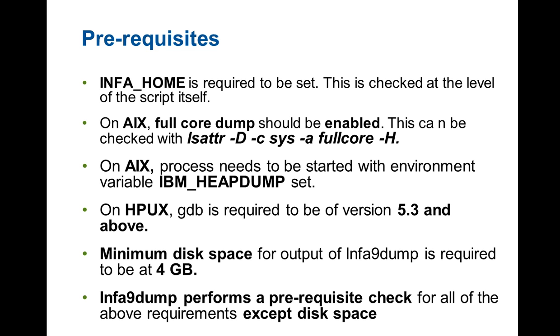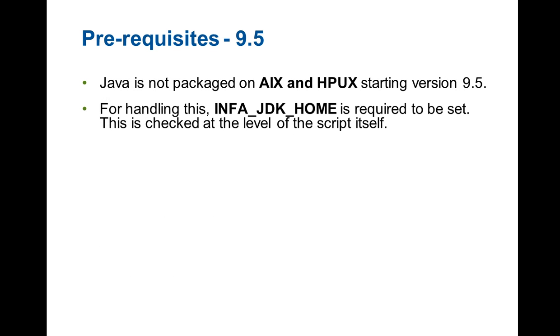Infadump performs a prerequisite check within the script itself for all the requirements except disk space. That is, INFA_HOME is checked, on AIX full core dump and IBM heap dump are checked, and on HPUX the GDB version is checked. Now, proceeding to the prerequisite for 9.5. Starting with version 9.5 of Informatica, Java is not packaged on the AIX and HPUX operating systems. So, for handling this, INFA_JDK_HOME is required to be set for AIX and HPUX. Again, this is checked at the level of the script itself.